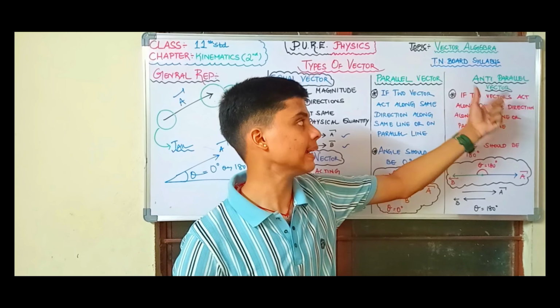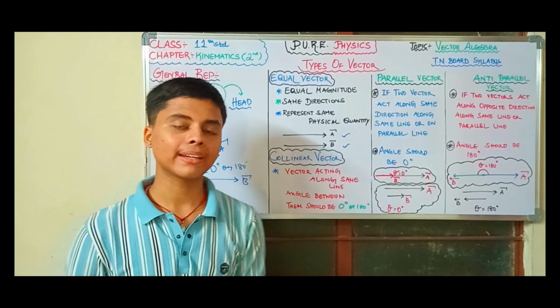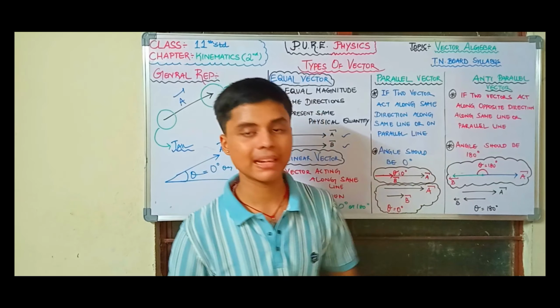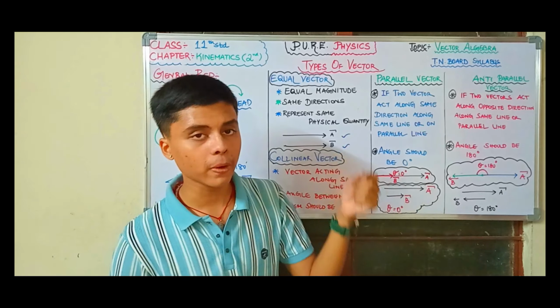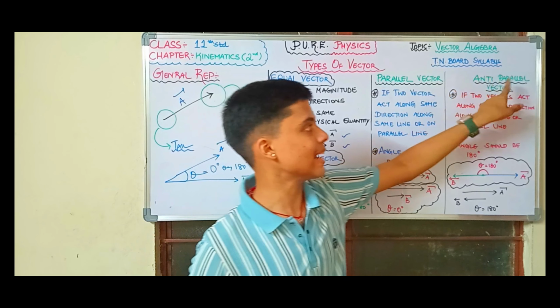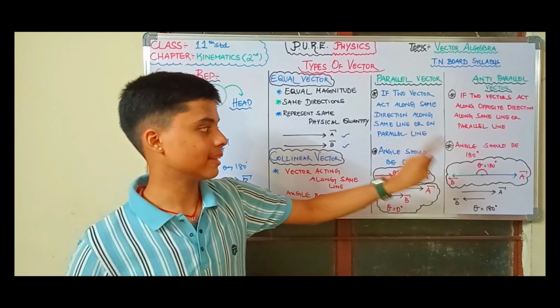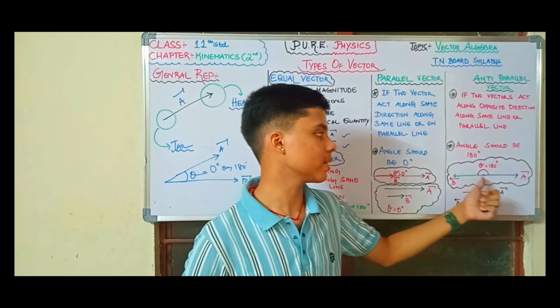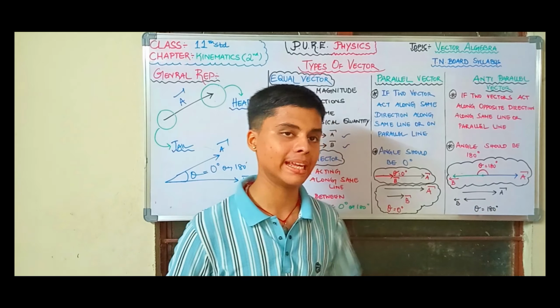Now moving on to anti-parallel vectors. When two vectors act along the same line or parallel lines but act in opposite directions, then it is called an anti-parallel vector. In that case also we have two types of cases: one along the same line and one along parallel lines.